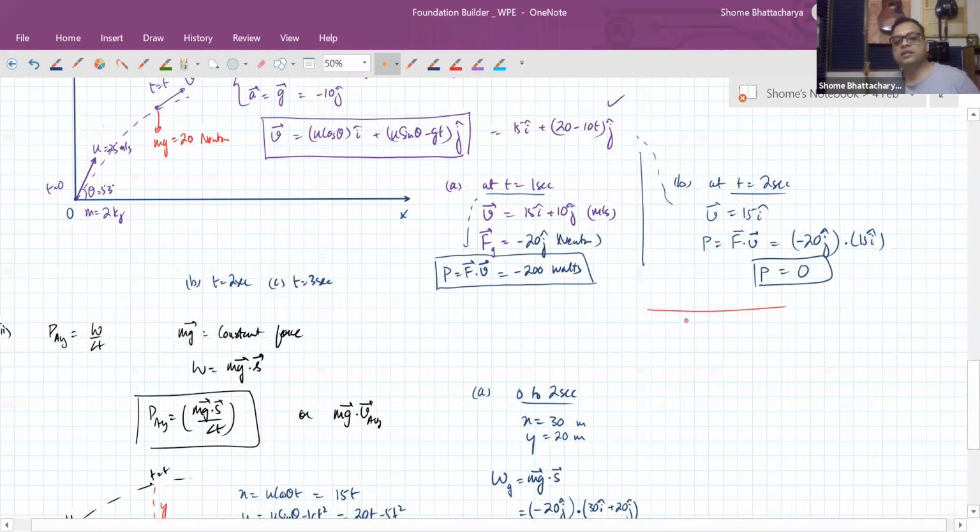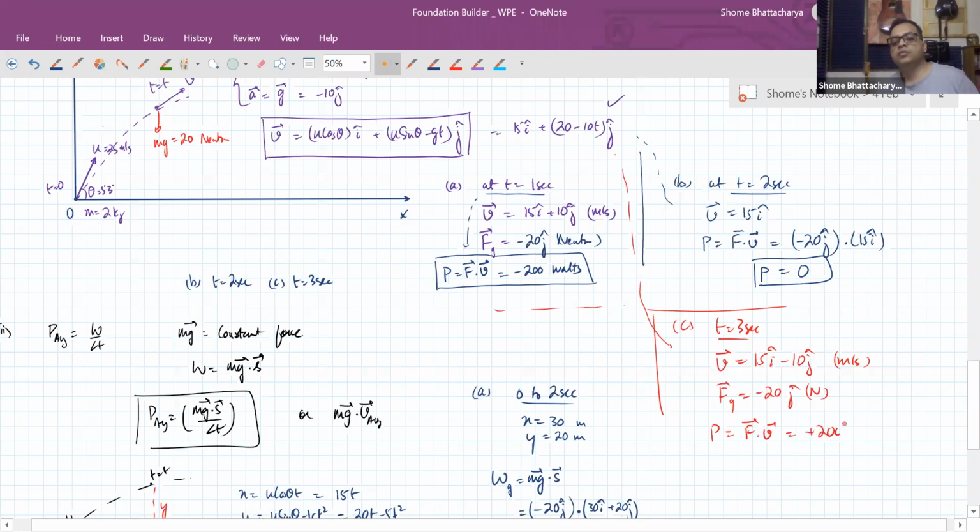And then again at 3 seconds, the instantaneous velocity from here, again you substitute and you'll see it becomes 15 I cap minus 10 j cap in meters per second. As the gravitational force is minus 20 j cap in newtons, the power becomes plus 200 watts.